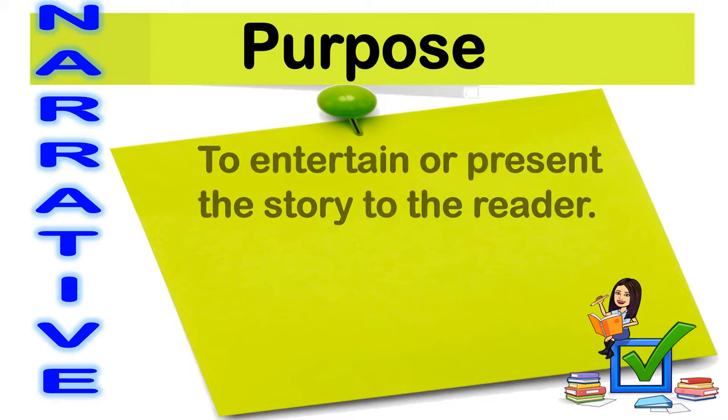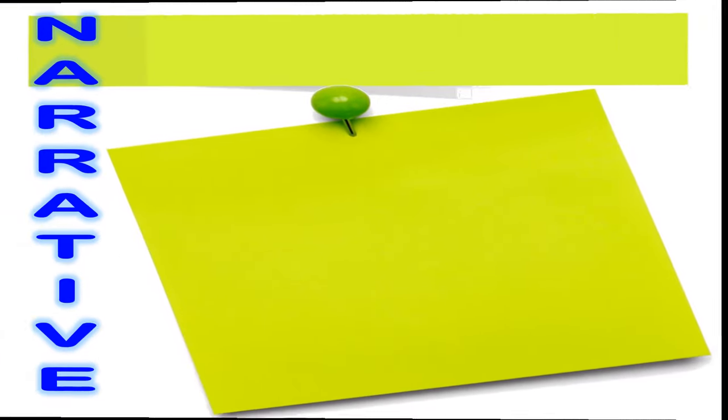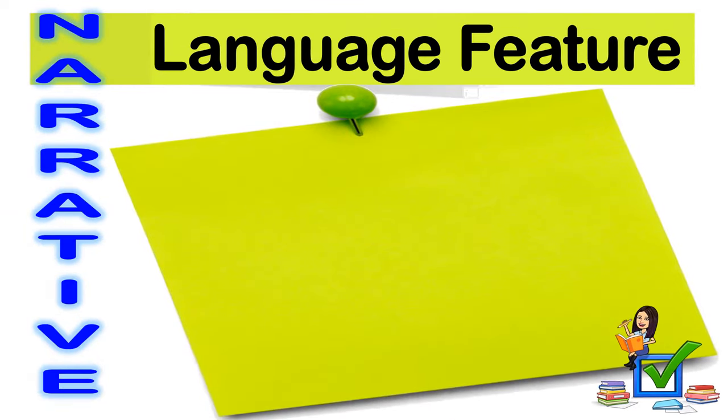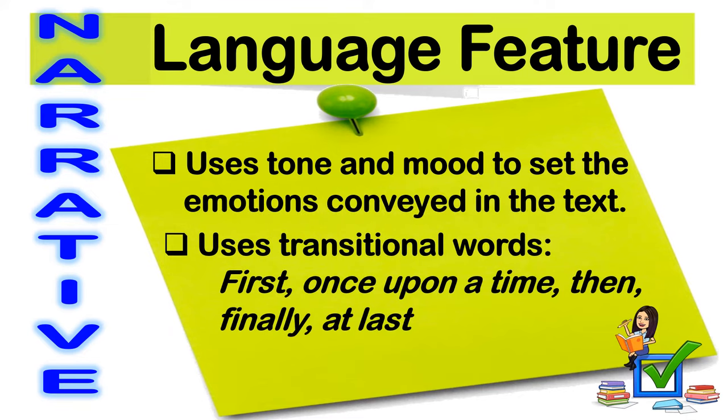Purpose. To entertain or present the story to the reader. Language feature. Uses tone and mood to set the emotions conveyed in the text. Uses transitional words, first, once upon a time, then, finally, at last.